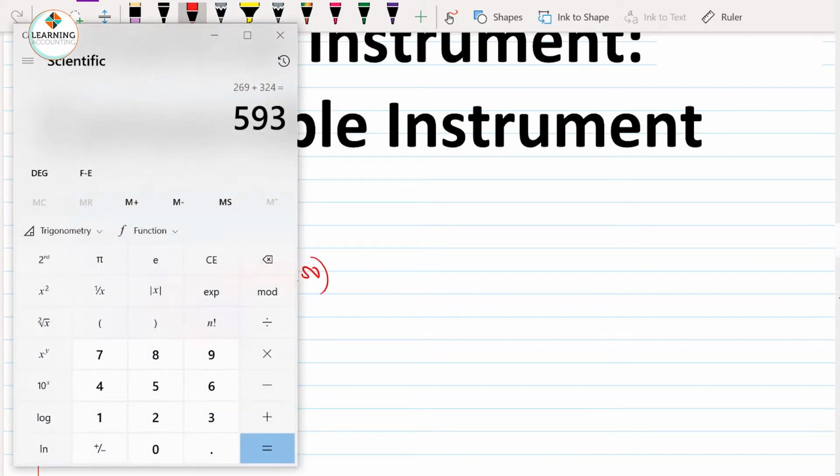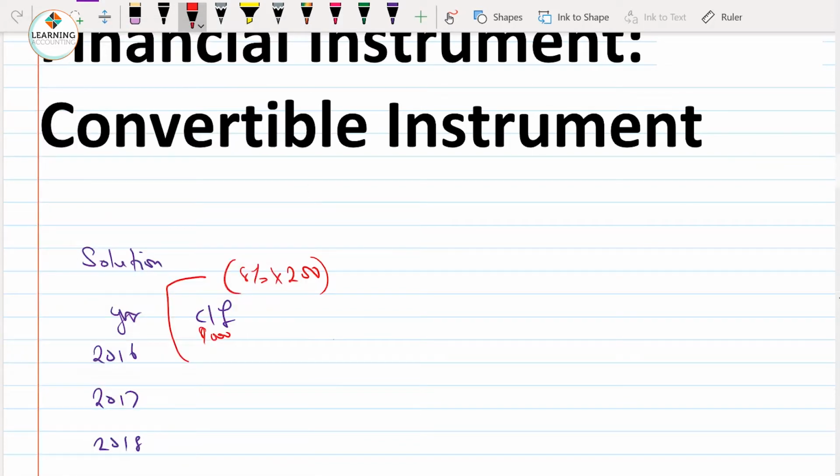Well, let's confirm it. 200 multiplied by 0.08, that's 16. So we have 16 in year 1. We have 16 in year 2. But year 3 will be interest and principal, so we have 216 in year 3.